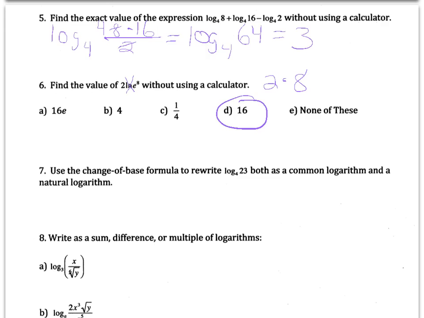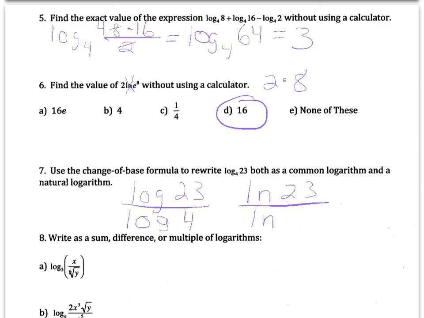For number 7, we want to use the change of base formula to rewrite log base 4 of 23, both as a common logarithm and as a natural logarithm. So the change of base formula says that we can rewrite this as the log of 23 divided by the log of 4. This is how you would put this logarithm in your calculator if you wanted to know what log base 4 of 23 is. We could also rewrite it as the natural log of 23 divided by the natural log of 4. We would get the same answer if we put both of those into the calculator.